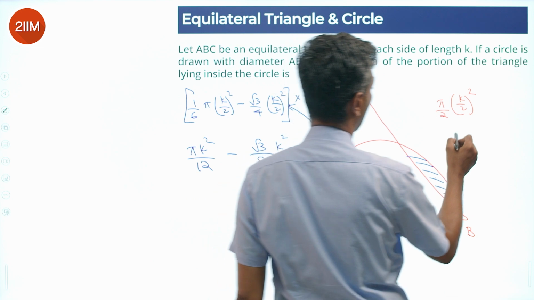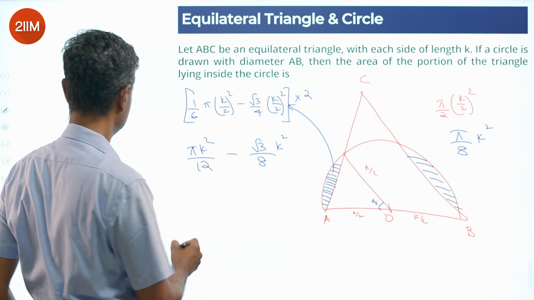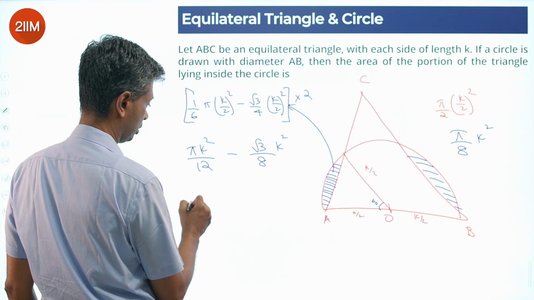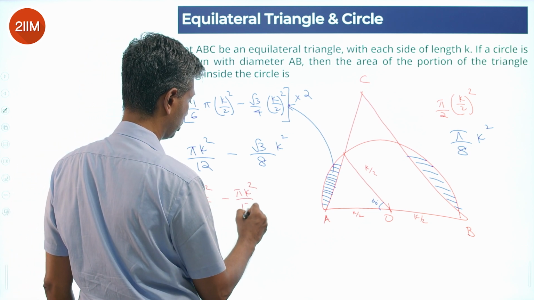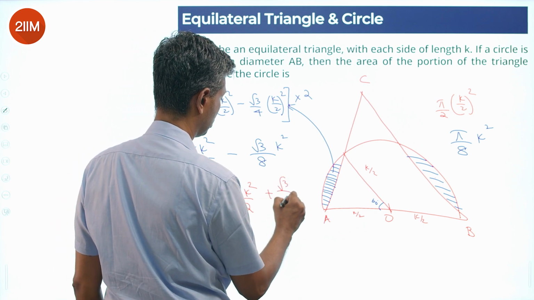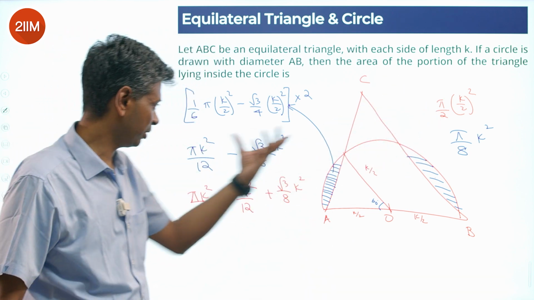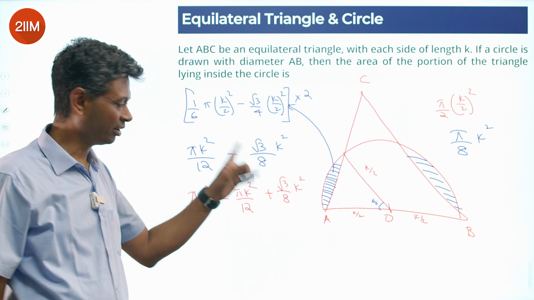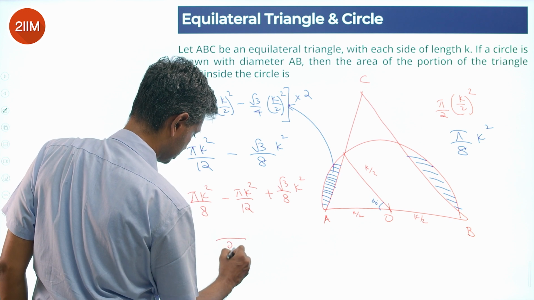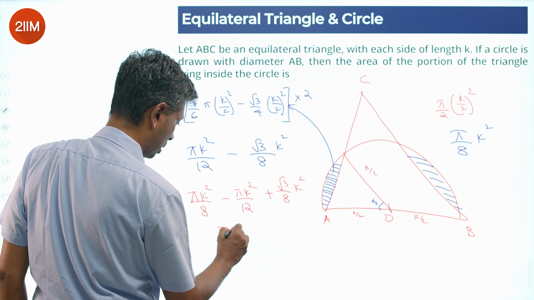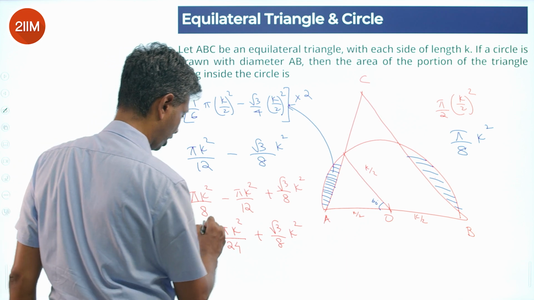What is the semicircle equal to? Pi by 8 K square. So pi K square by 8 minus pi K square by 12 plus √3 by 8 K square. What am I doing? From that, I am subtracting this. I have to subtract the whole thing. This becomes minus, that becomes plus. Not rocket science. And so the LCM of these two is 24. 3 pi K square minus 2 pi K square, pi K square by 24 plus root 3 by 8 K square. This is the answer.